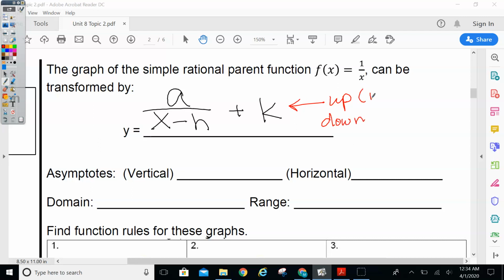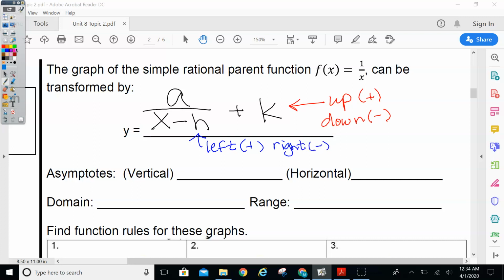Up if it's a plus sign, down if it's a minus sign. H makes it go left or right. And it's the opposite again. So left if it's a plus, and right if it's a minus sign.